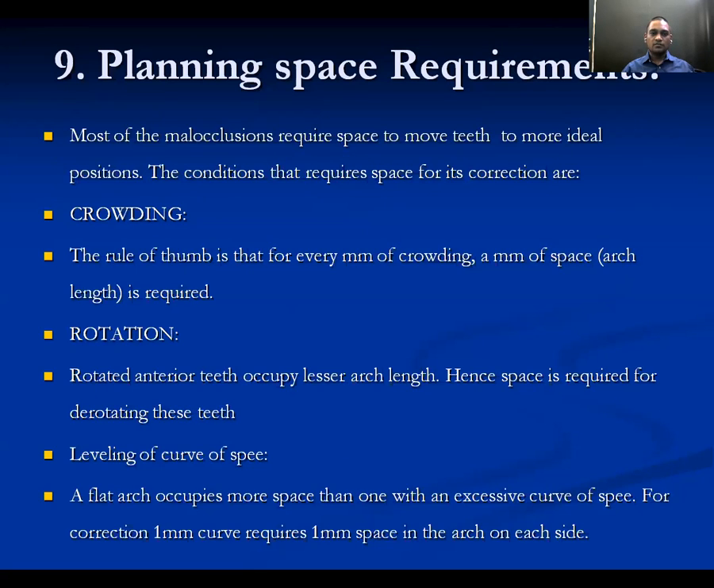So now, planning for space requirement. If the patient has severe crowding, then we may have to extract the premolars, sometimes all premolars, in some cases only upper premolars, depending upon the severity. If the patient has rotations, then we may have to do proximal stripping, or sometimes we may have to extract the tooth. For leveling and alignment, especially in deep torsiversion, we may also have to do some extractions or expansion of the arches.